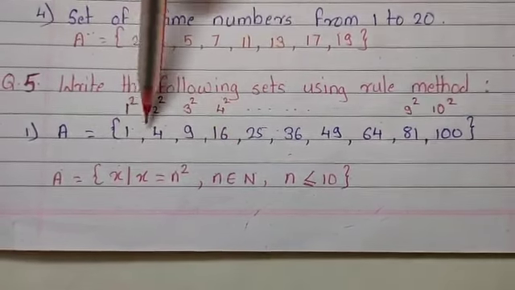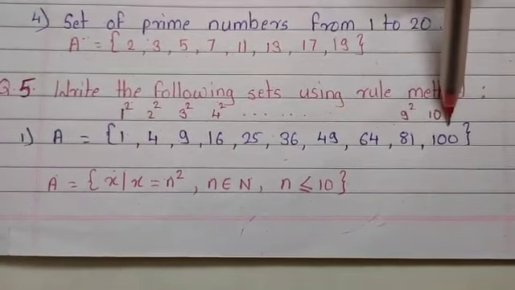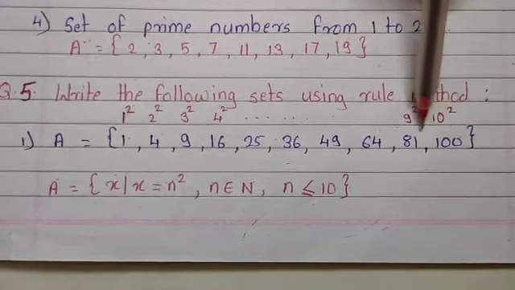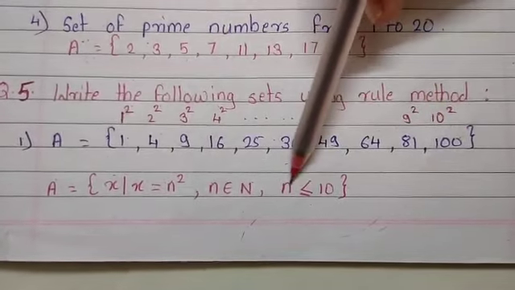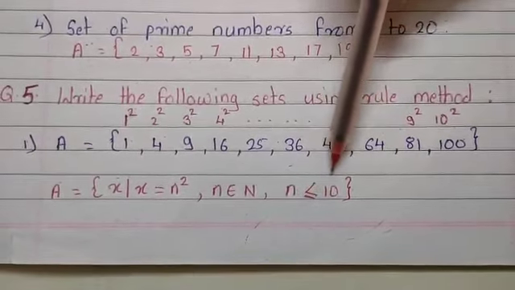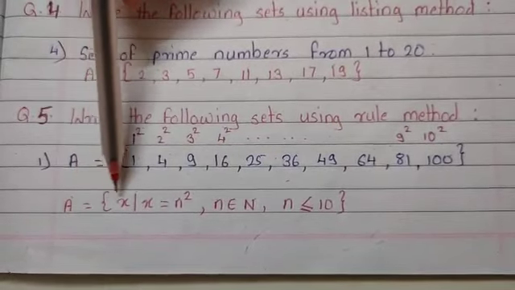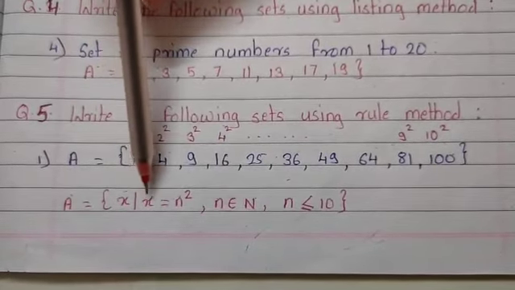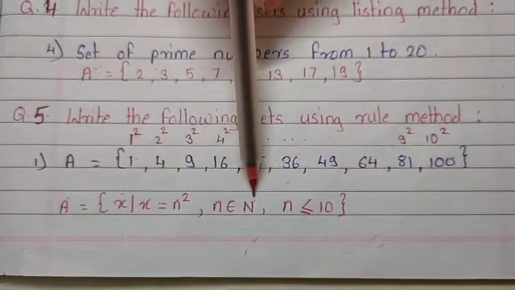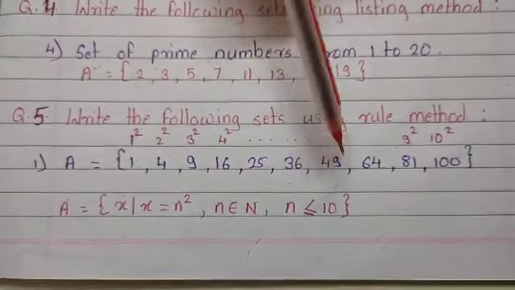Do we have all the natural numbers in our list? No. We have a limitation here. We have included 10 and numbers less than 10. So our number is less than or equal to 10. Therefore we got this answer. A is a set of all x such that x equals n squared, n belongs to natural numbers, n is smaller than or equal to 10.